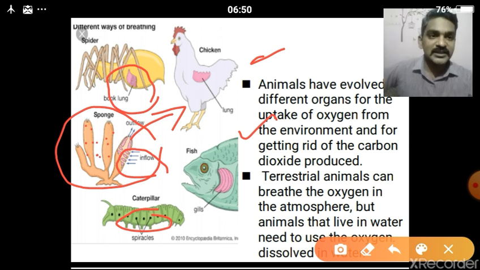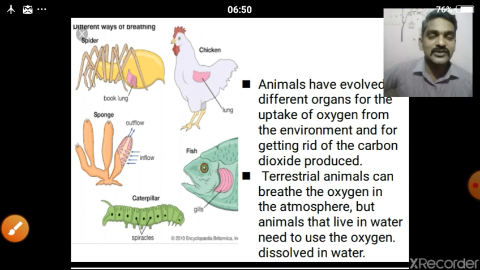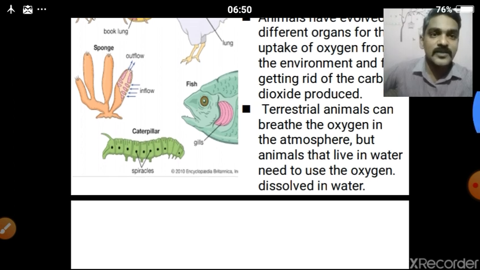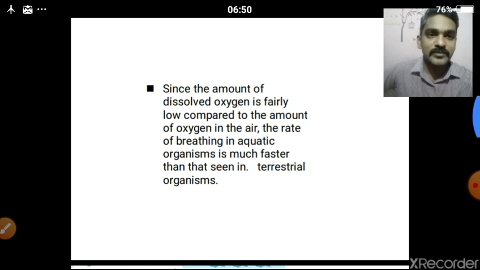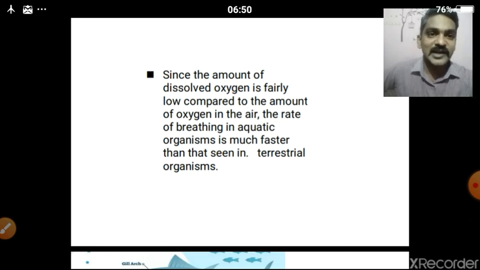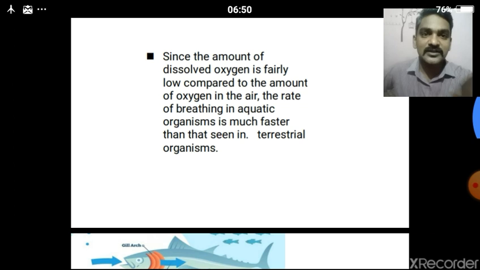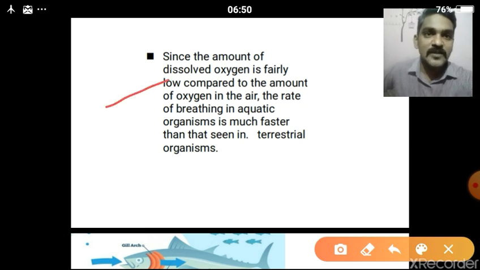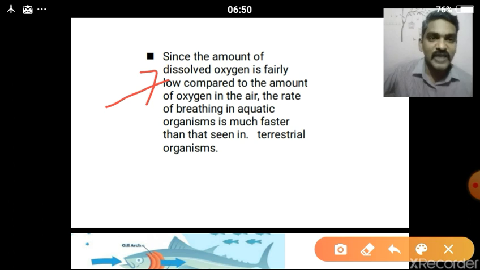So the total idea here is different organisms have different kinds of respiratory organs based upon their living condition and based on the level of organization. If you go to the next slide, you can see in aquatic as well as terrestrial organisms, the rate of breathing also varies. Why? You can see here the amount of dissolved oxygen. What do you mean by amount of dissolved oxygen? In the case of terrestrial animals, the oxygen essential for respiration will be taken from the atmosphere. So we have an enormous amount of oxygen in the atmosphere.